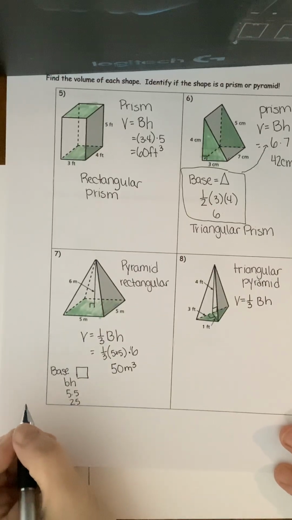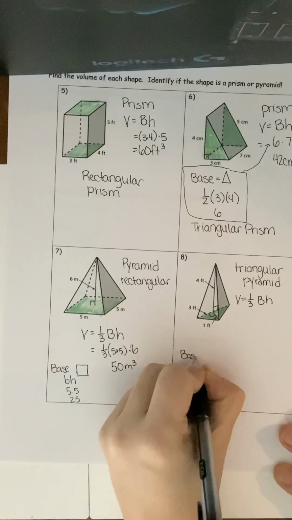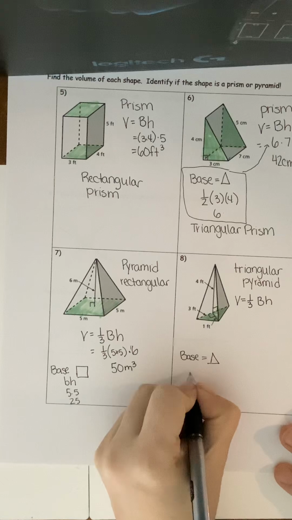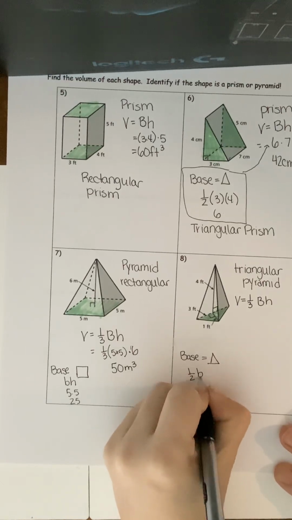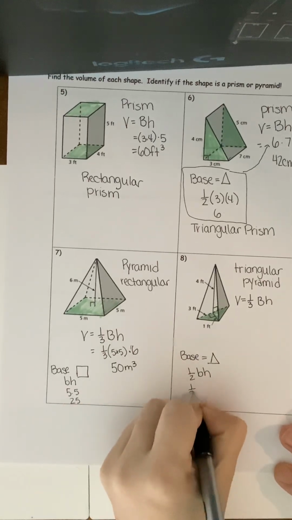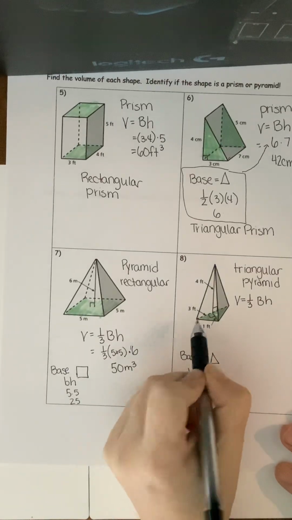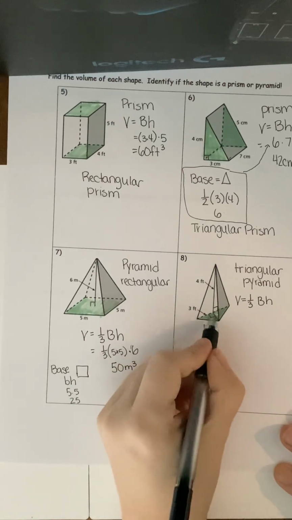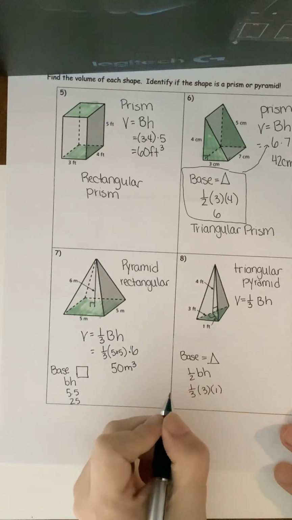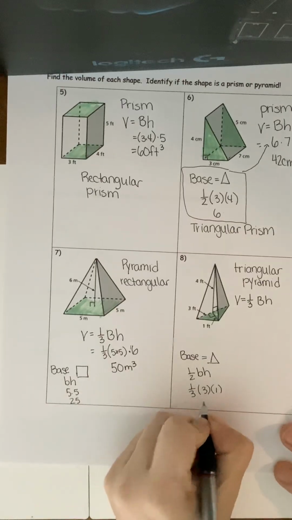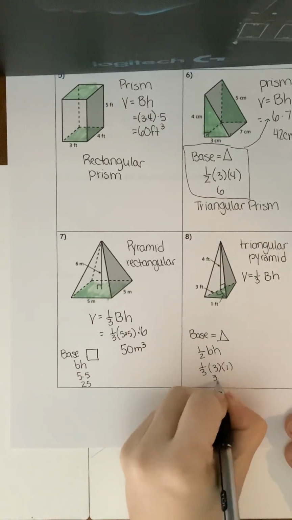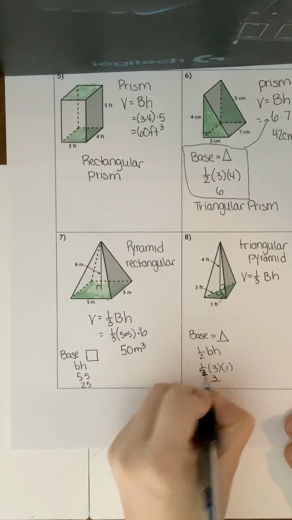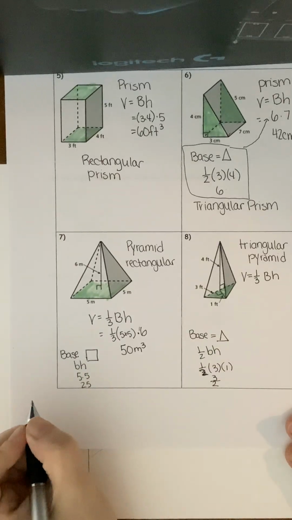All right, so our base in this one is a triangle instead of a square. So our base area formula is going to be 1/2 base times the height. So 1/2 times 3 is our base. So it's 3 times 1, our height. All right, so we get 3 over, sorry, I wrote 2. That's supposed to be a 3 or a 2. 3 over 2. All right.